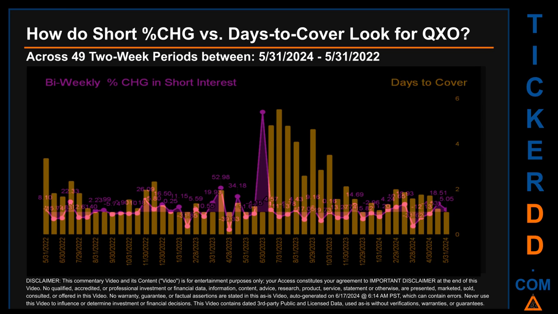Other interesting data points include: the largest percentage increase in short interest was 220.60%. It occurred once on June 30, 2023 settlement date. The largest percentage decrease in short interest found across those 49 2-week snapshots was -39.33%. It occurred once on April 28, 2023 settlement date. The average days to cover was about 1.88. The biggest days to cover was 5.53 and it happened once on July 31, 2023 settlement date.